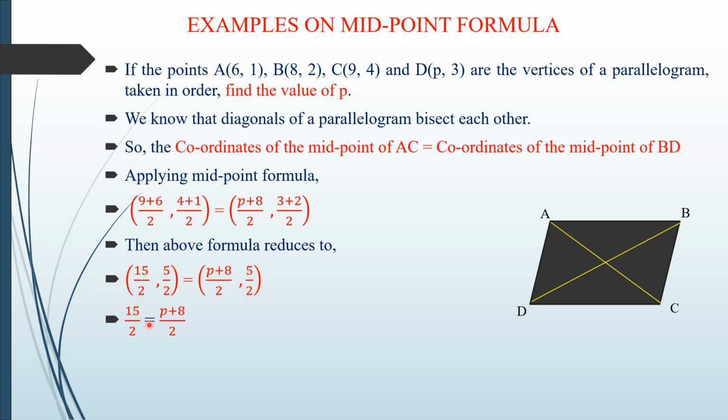Therefore, 15 by 2 should be equal to P plus 8 by 2, so that this condition holds good. When I solve this, the 2 gets cancelled on both sides. Therefore, P plus 8 is equal to 15. When I take this 8 to the other side, P is equal to 15 minus 8, that is going to be equal to 7. Therefore, if P value becomes 7, then these 4 points form a parallelogram. That is the conclusion we can draw from this question.